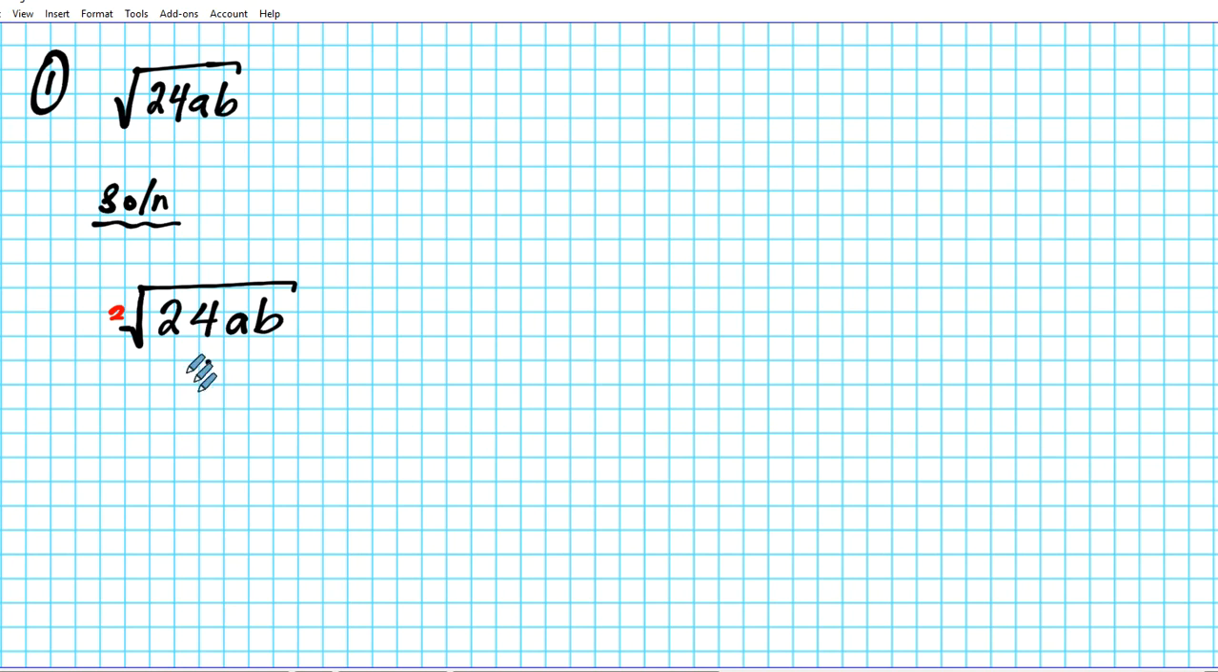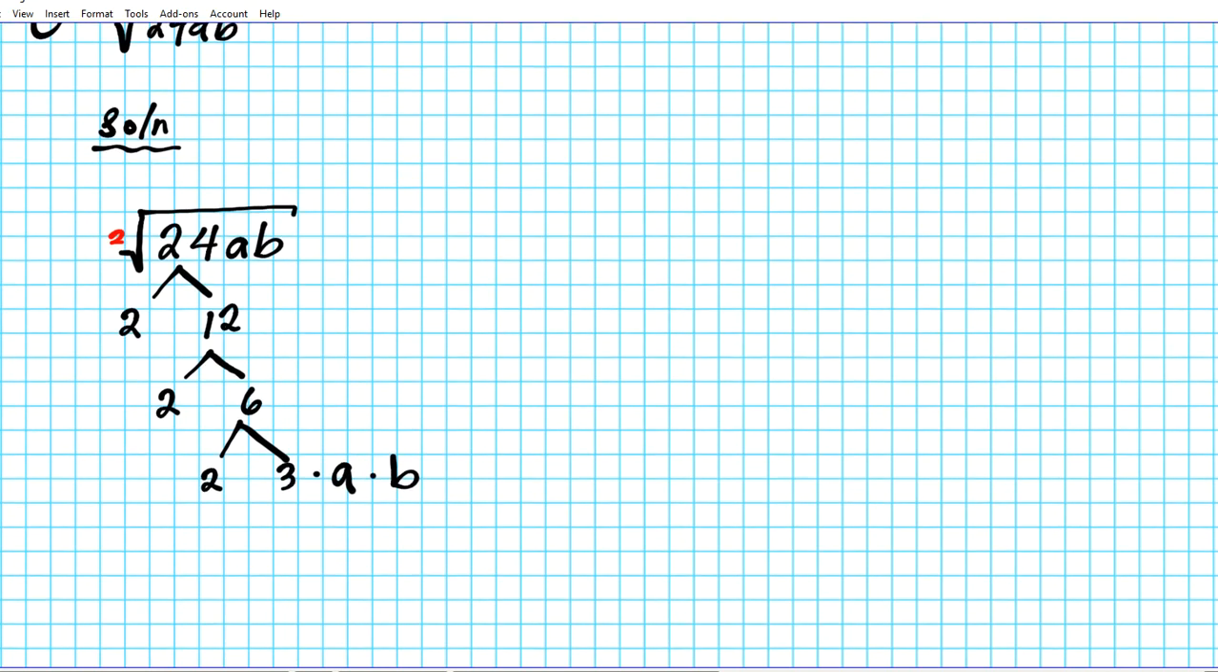So let's decompose 24 into a product of primes. We can take out 2. 2 goes into 24 because we know it's even. 2 goes into 24 12 times. And then we decompose 12. 2 goes into 12 6 times. And then decompose 6. 2 goes into 6 3 times. Alright, so the prime factor decomposition of 24 is 2 times 2 times 2 times 3. And then we can tack on the A times B.